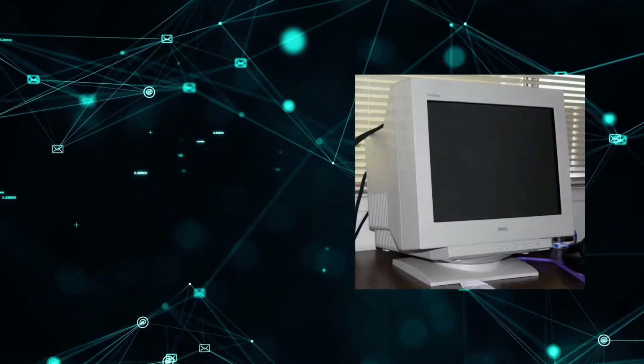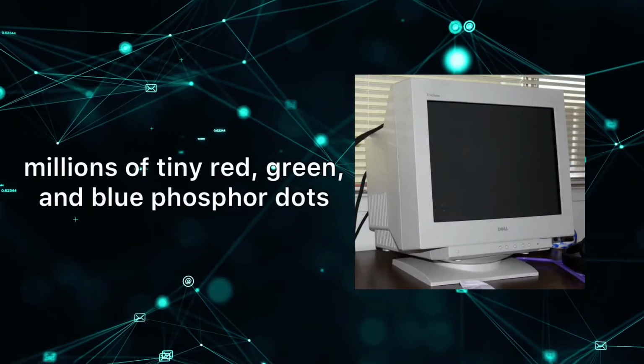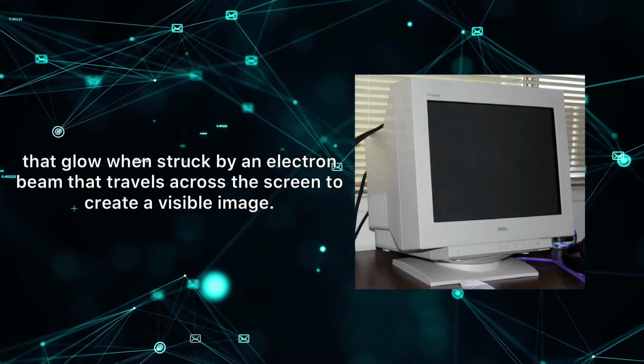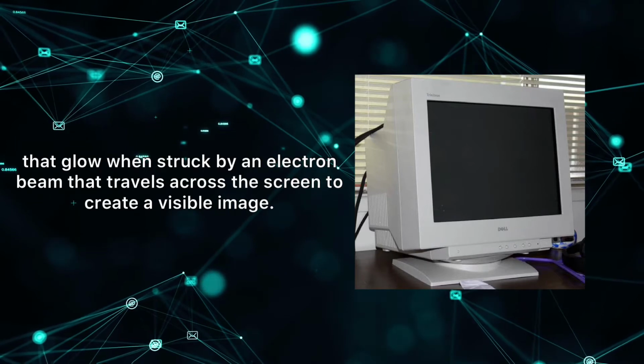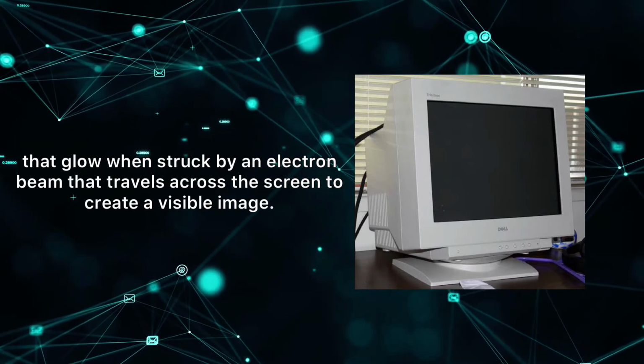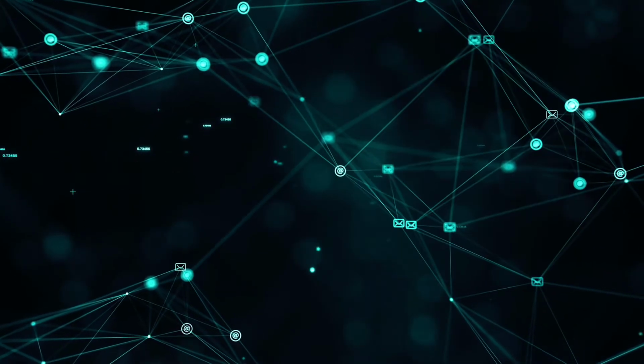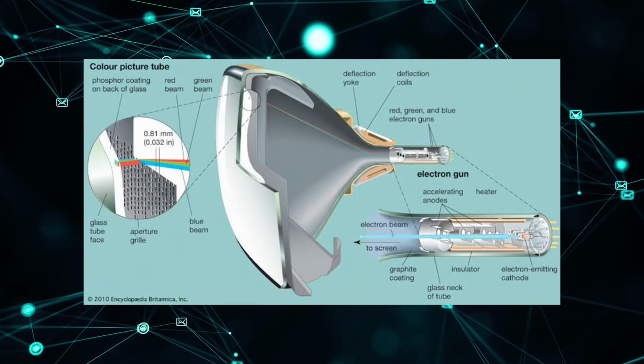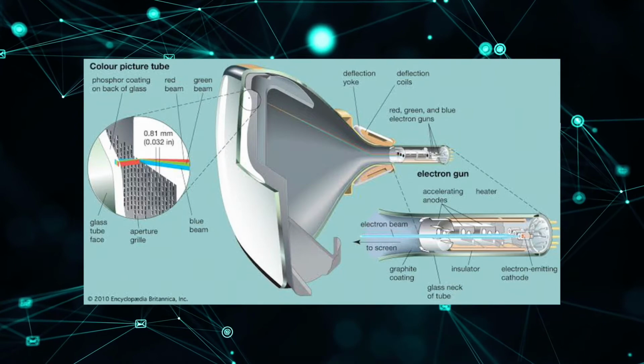A CRT monitor contains millions of tiny red, green, and blue phosphor dots that glow when struck by an electron beam that travels across the screen to create a visible image. The illustration below shows how this works inside a CRT.